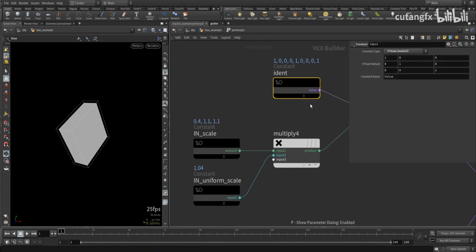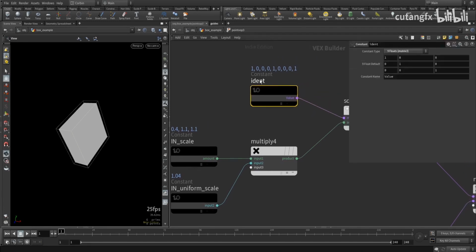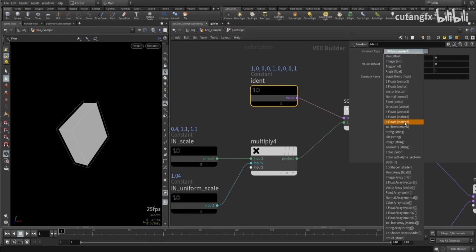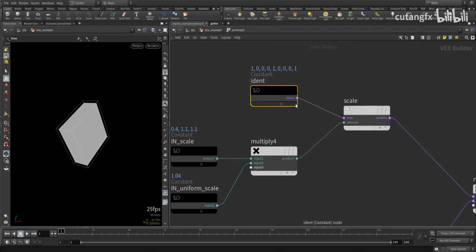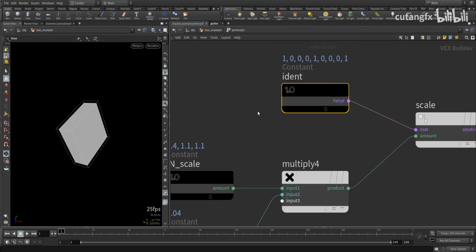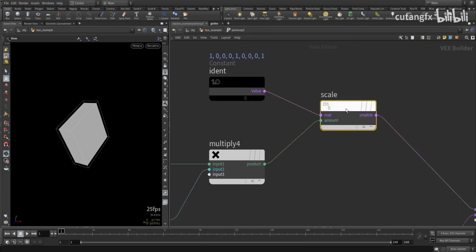So how I get this is I'm calculating an identity matrix. I used a constant node. It's 9 floats, so it's a 3 by 3 matrix, and it's set to default, so 1 1 1 on the diagonals. This is an identity 3 by 3 matrix. And then there's a scale node. All this is doing is scaling a matrix by a vector.